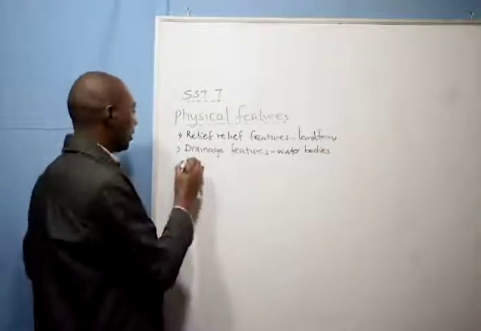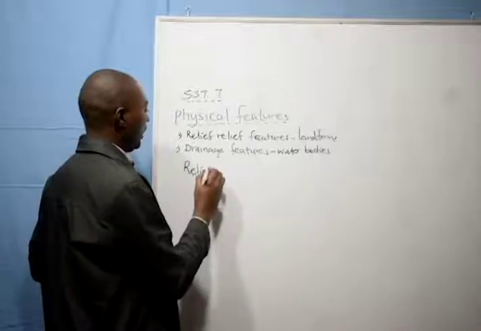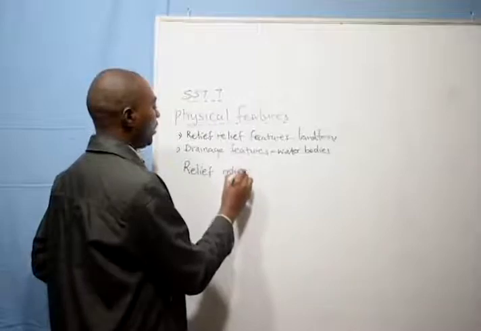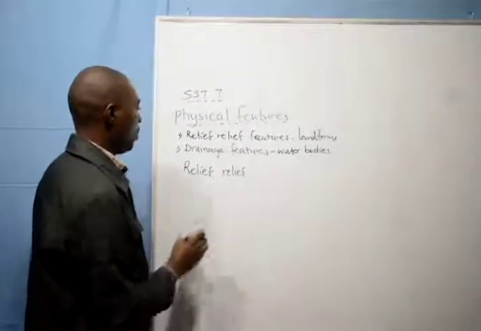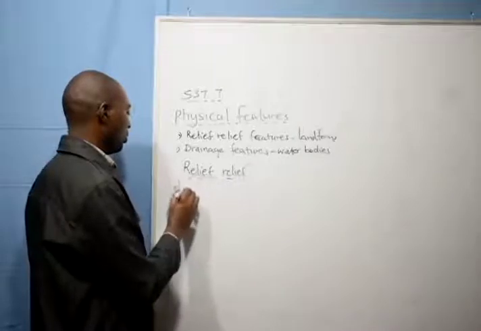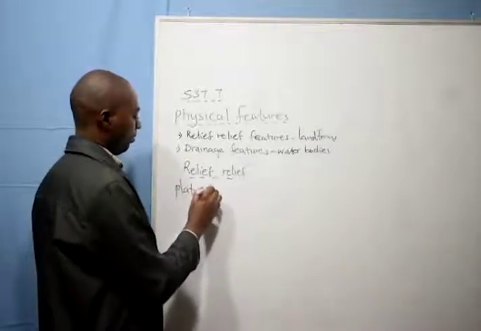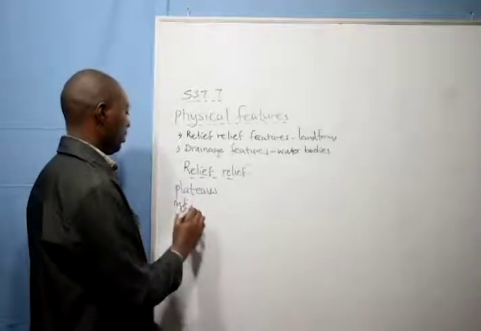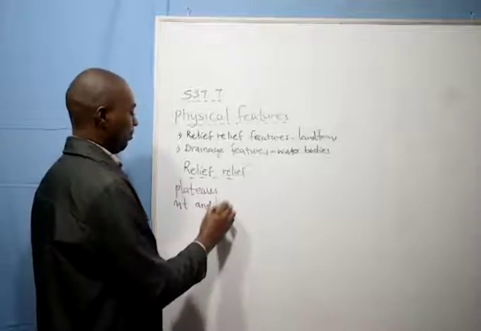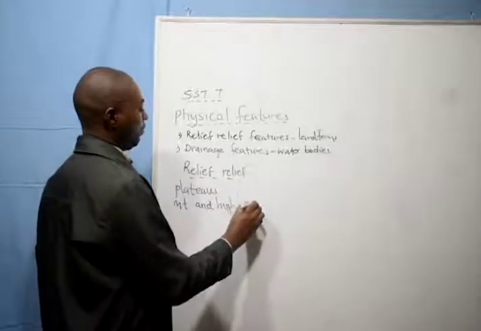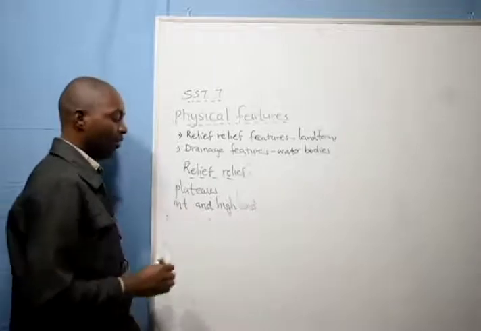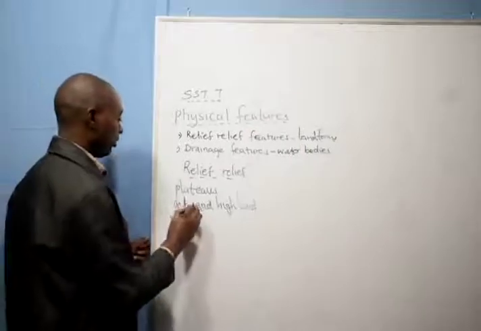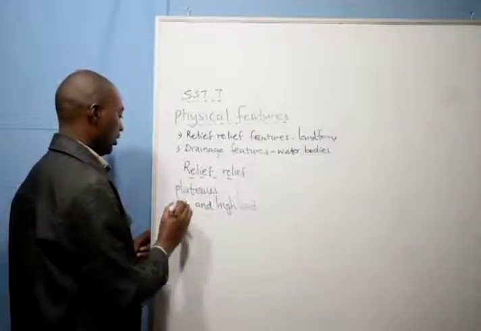To start with, I'll start with the relief features that we are likely to get on the earth's surface. What land forms do you see in your area? One, you have seen plateaus. Two, you have seen mountains and highlands. Highlands mean mountains or hills. You have also seen basins.